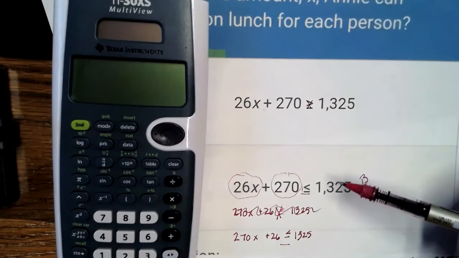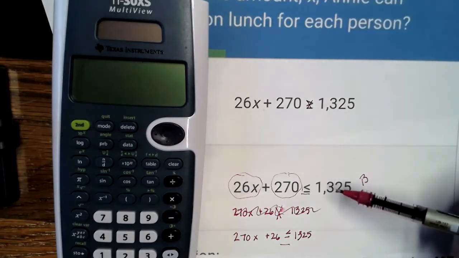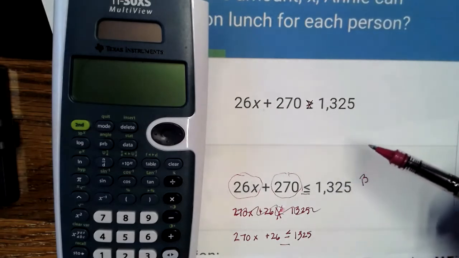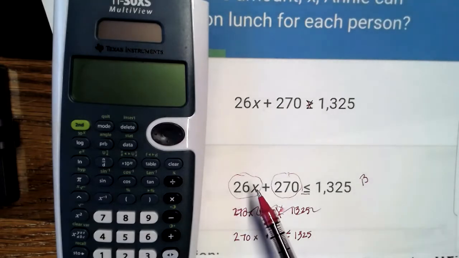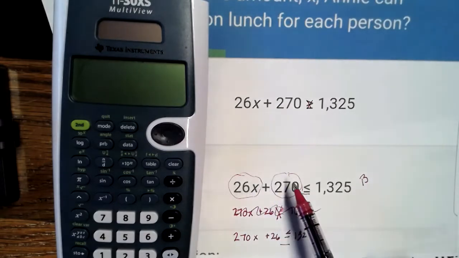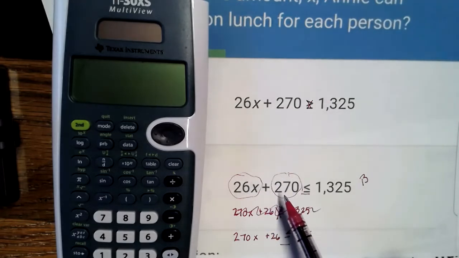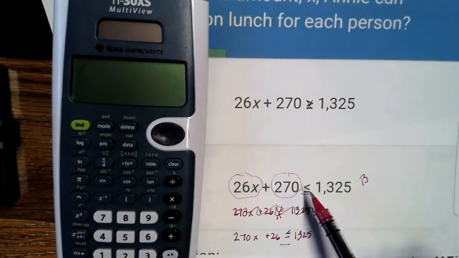26X plus 270 is less than or equal to 1,325. This is the number of people. This is the unknown price per person. This is the static 270 that she absolutely has to spend to rent the space. And this is her total budget.